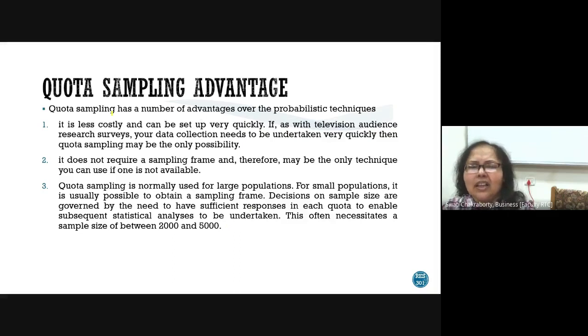It has a number of advantages over the probabilistic technique. It's less costly and can be set up very quickly. If, as with television audience research surveys, your data collection needs to be undertaken very quickly, then quota sampling may be the only possibility. It does not require a sampling frame, so it may be the only technique you can use when a sampling frame is not available.